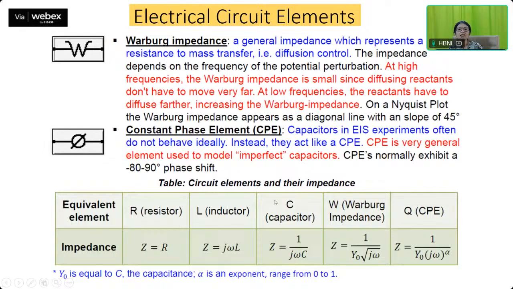So now let's see what are the different circuit elements and what are their impedances. For the equivalent elements for impedance, suppose you have a resistor, then in this case the impedance is nothing but the resistance. In case of an inductor, it is given as j omega L, where L is the inductance. Then with the capacitor, the impedance value is 1 by j omega C, where C is the capacitance. In case of Warburg impedance, the Z value is 1 by Y0 root over j omega. Whereas in case of CPE, you have this particular value. So the impedance value for each and every circuit element is given in this particular table.